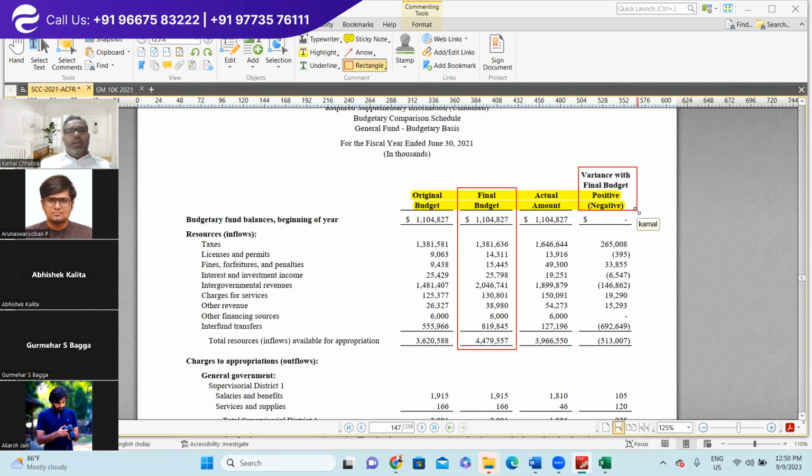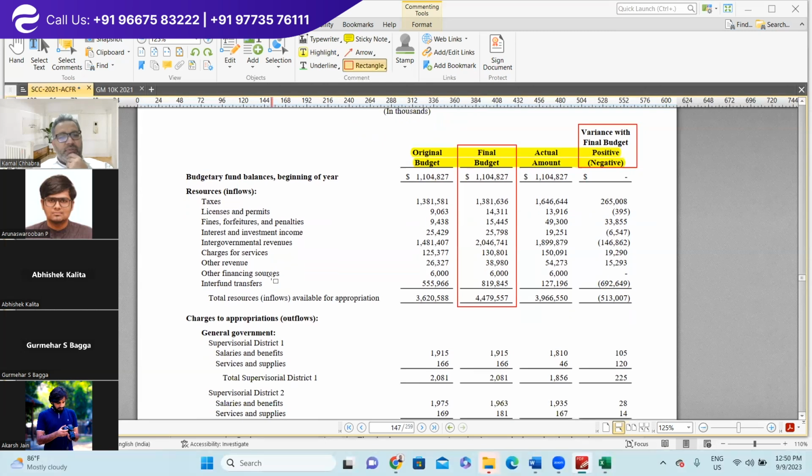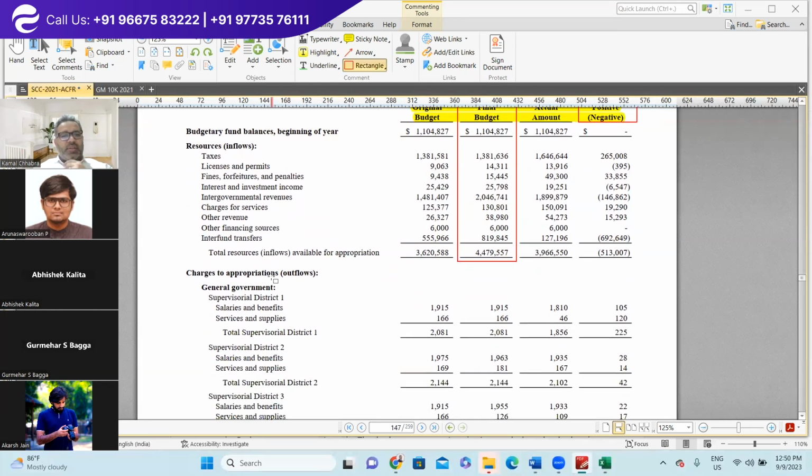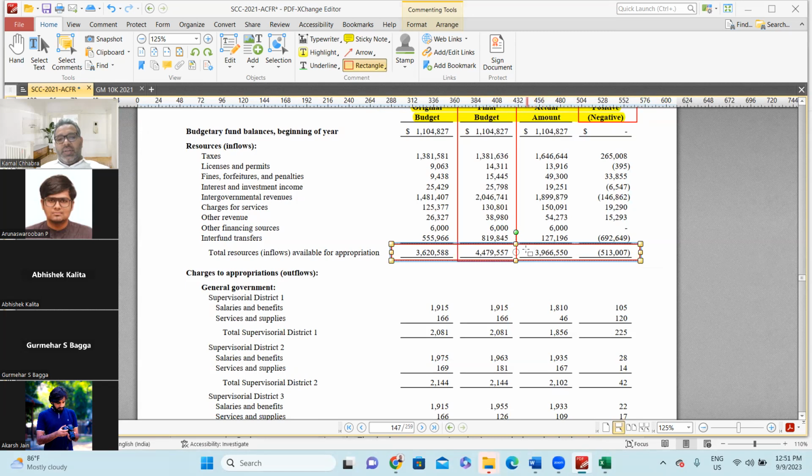The budgetary fund balance at the beginning is this much. Then the resources mean the inflow of money, from where they expect to receive it, which includes taxes, licenses, fines, interest, intergovernmental revenue, charges for services, other financial resources, and interfund transfers. This is the total money they expected to receive, but they actually received $3.9 million.